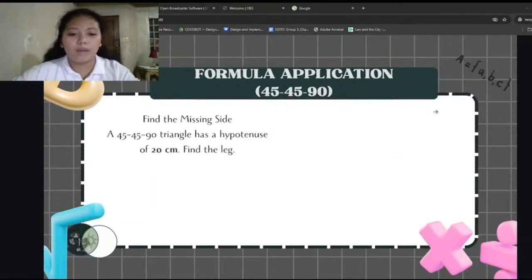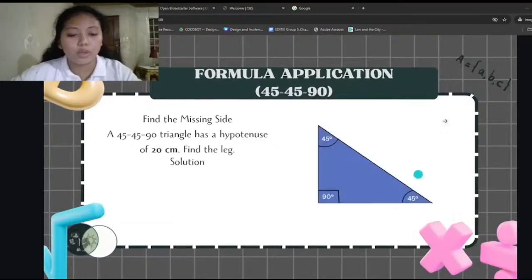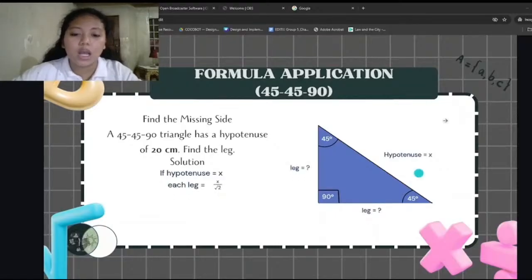The second problem: we have the hypotenuse already, which is 20 cm here, and we need to find the length of each equal leg. We rearrange the formula for this case. Leg equals hypotenuse divided by square root 2. Or to make it easier to calculate, we rationalize the denominator. Leg equals hypotenuse multiplied by square root 2 divided by 2.